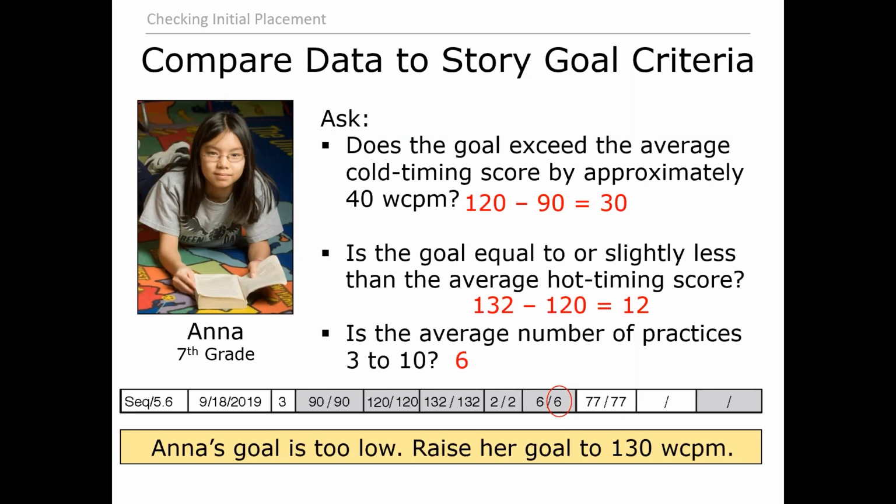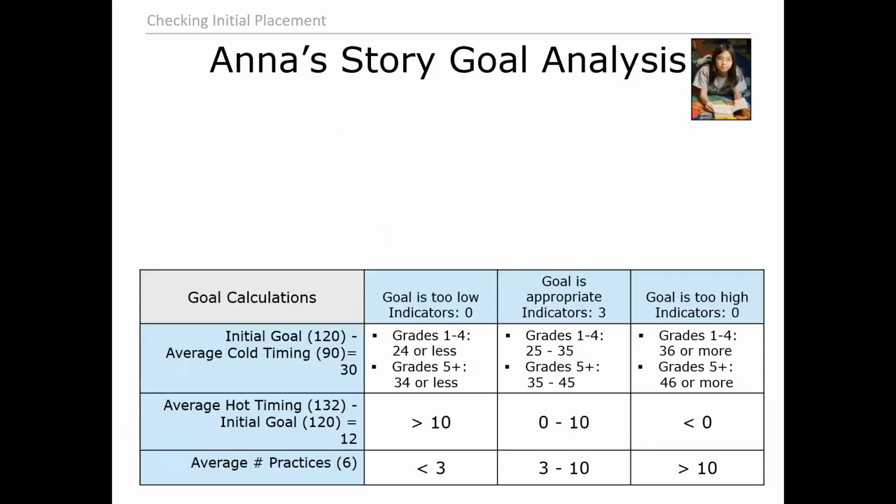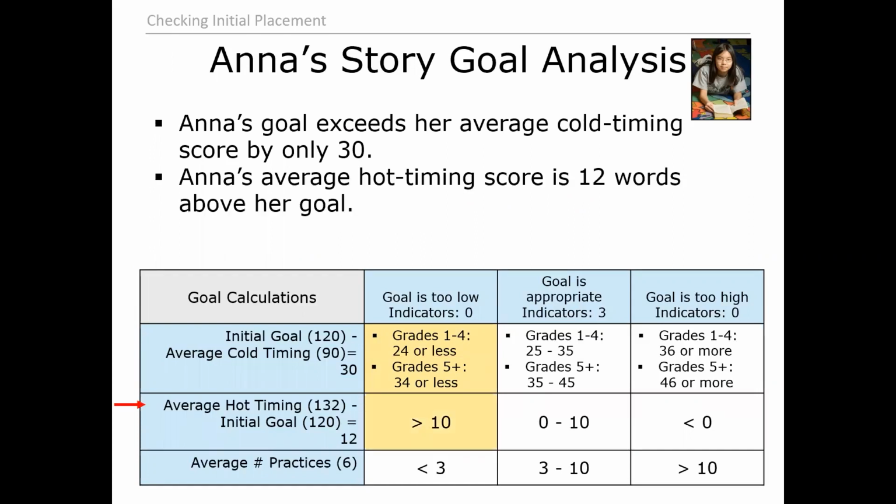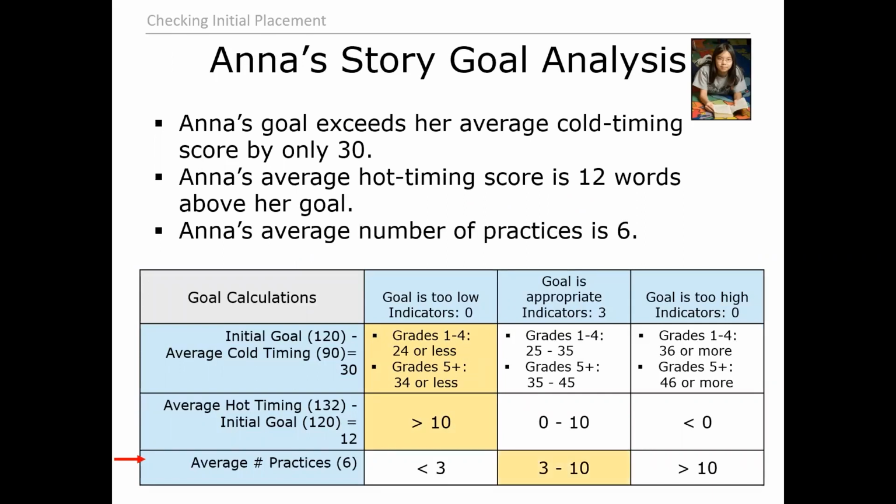So remember that table I showed you about level analysis? Well, here's a table that talks about goal analysis. So again, Anna's goal and her cold timing, the difference was only 30. The hot timing score was 12 words above her goal, and she practiced the right number of times. So because we had 2 indicators saying it was too low, we're going to make a change there.